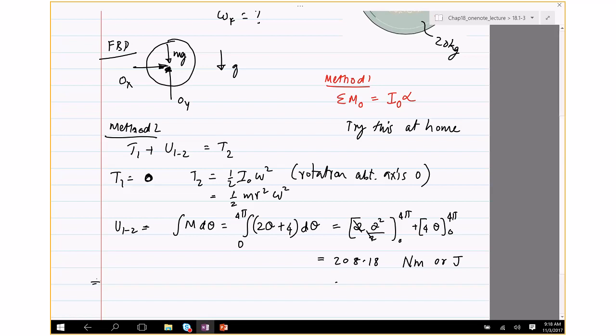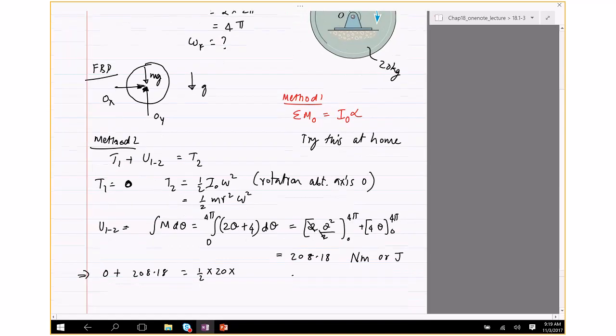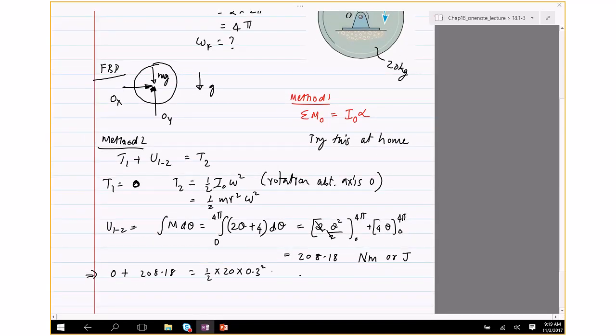So putting back in the equation, we have 0 plus 208.18 equals half mass is 20, the radius is 0.3 square times omega final square. So omega f comes out to be 21.5 radians per second.